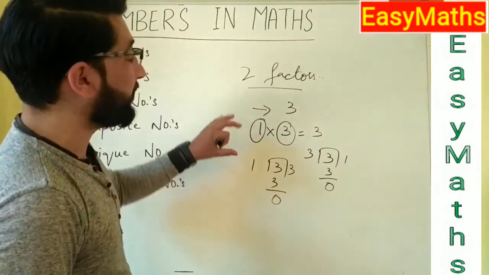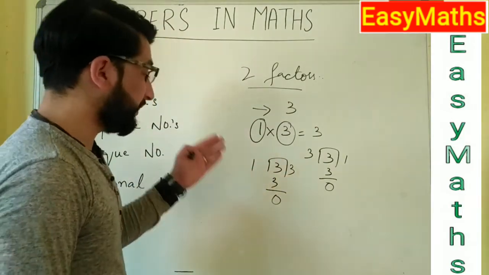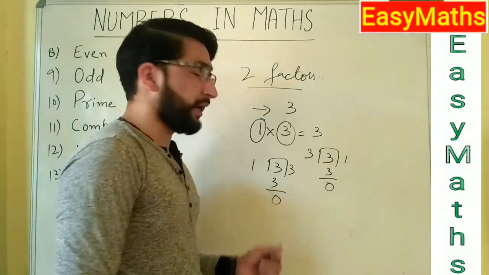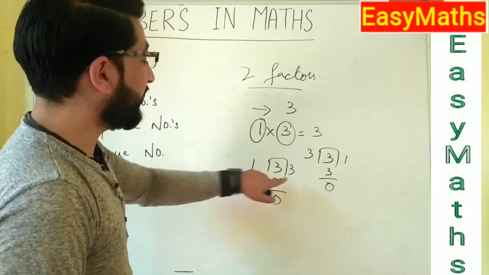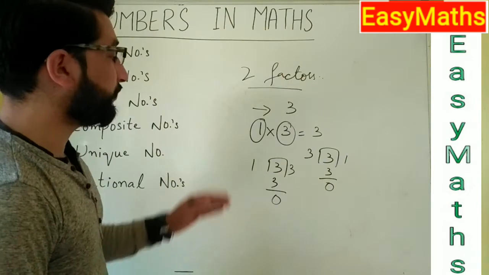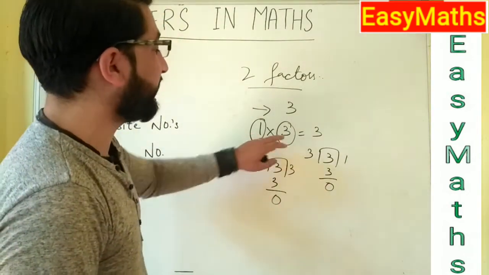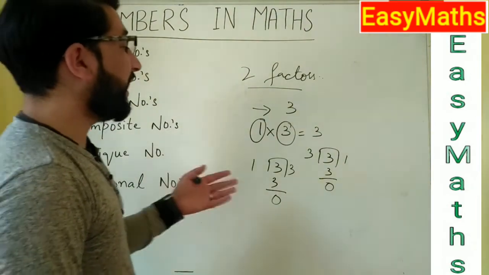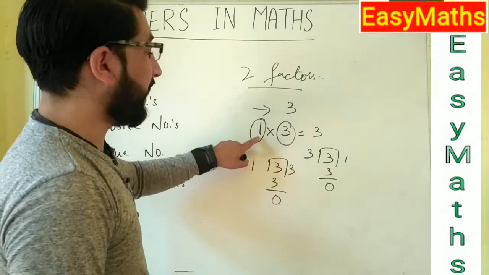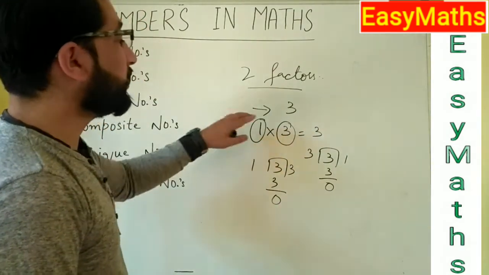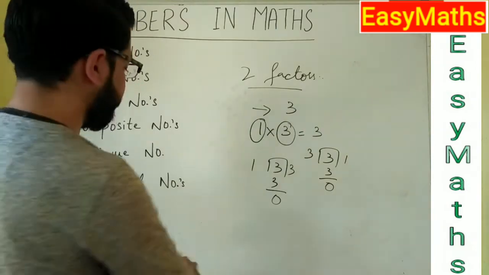So whenever we divide a number by a divisor and obtain a remainder as 0, these are said to be factors of 3. So here we have got two factors of 3, that is 1 and 3. Whenever it happens that a number has got only two factors, first the number itself, and 1, those numbers are said to be prime numbers.